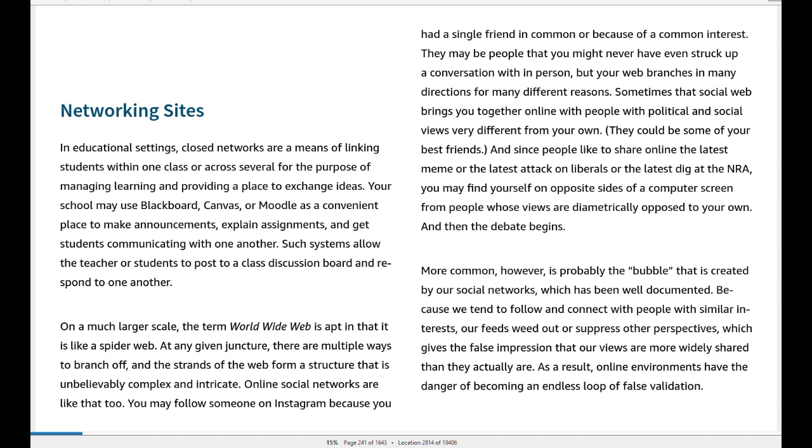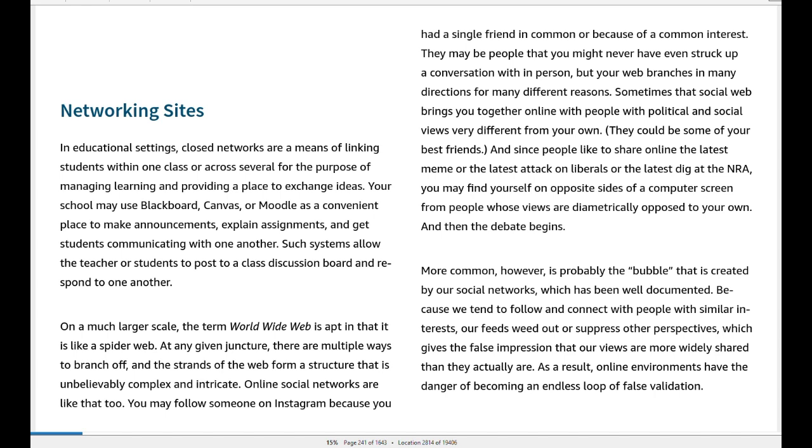Sometimes that social web brings you together online with people with political and social views very different from your own. They could be some of your best friends. And since people like to share online the latest meme or the latest attack on liberals or the latest dig at the NRA, you may find yourself on opposite sides of a computer screen from people whose views are diametrically opposed to your own. And then the debate begins.